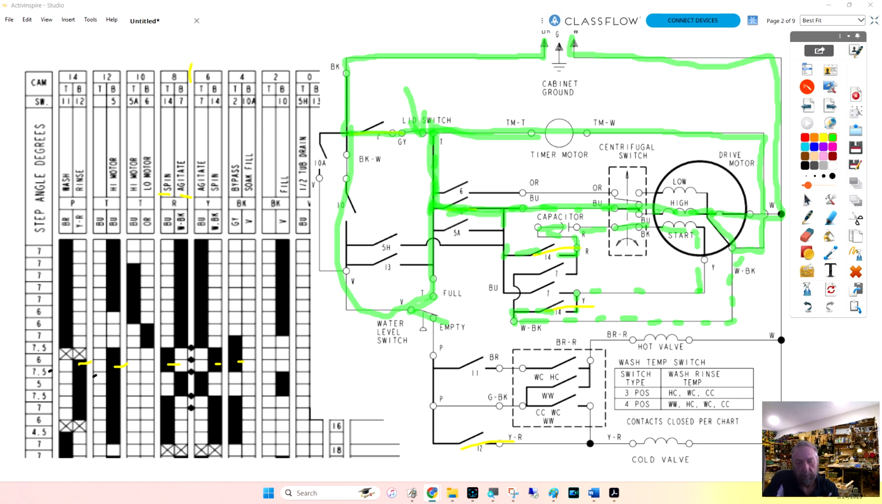What is a drain pump in this diagram? It's not electric. Hold on one second, let me see if I can show you something here. It's really just an impeller, I believe, and it's controlled by the direction of the motor.